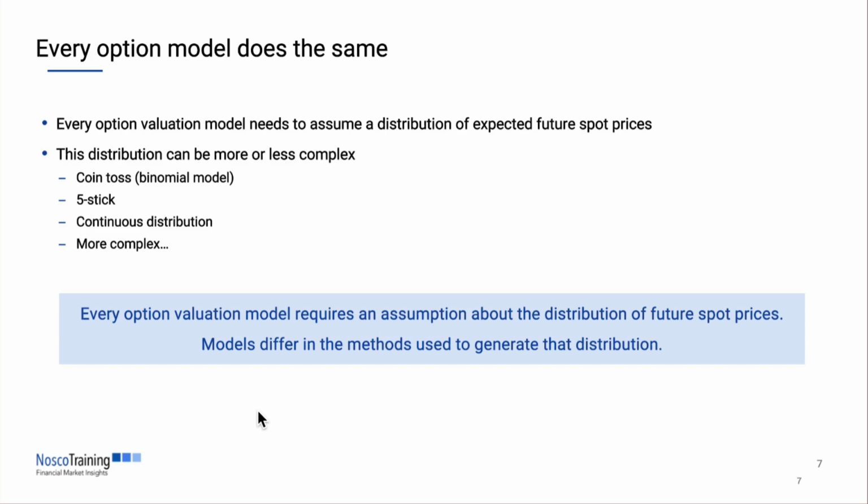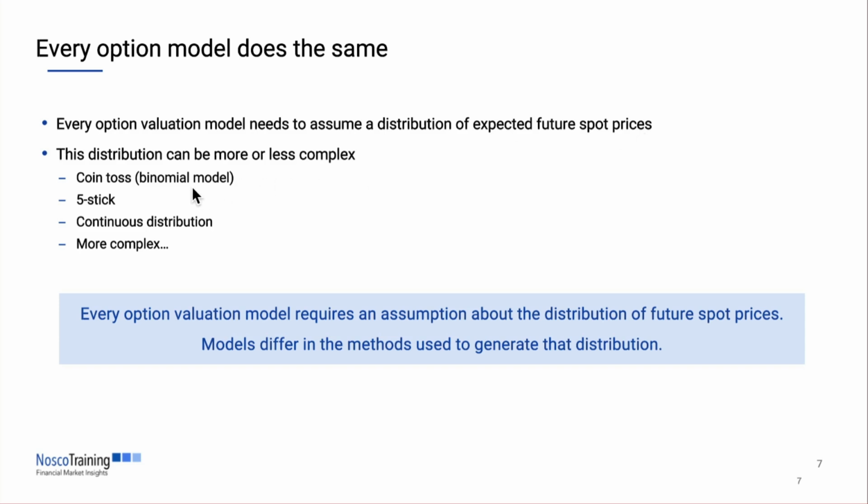There are actually many, many option models out there. The option model I showed you is a purely educational model Vincent and I developed, right? So I wrote here, every option valuation model needs to assume a distribution, so a range together with likelihoods of expected future spot prices. At least if we have a European option, we only need that distribution at expiry, because you can only exercise the option at expiry, right? The only difference between models is how complex this distribution is.